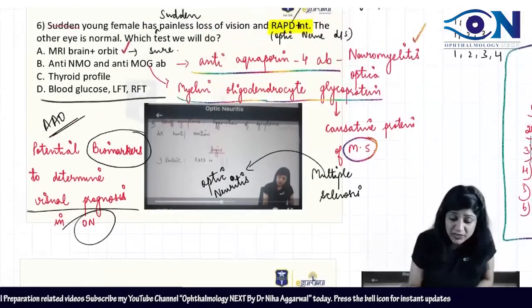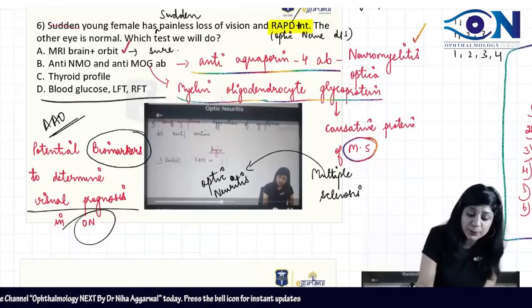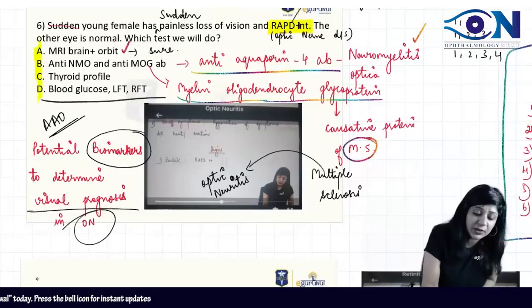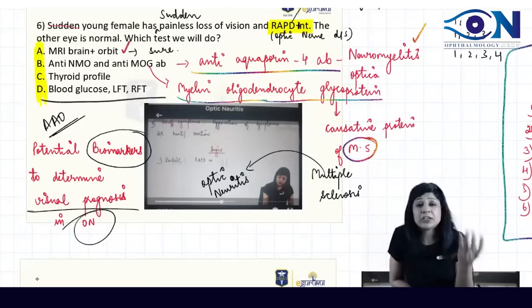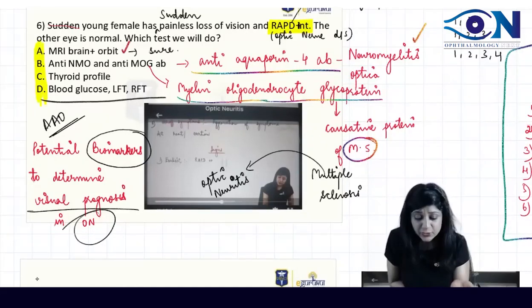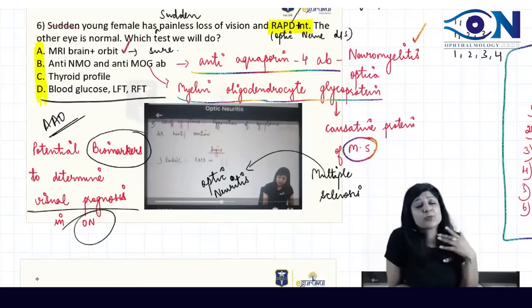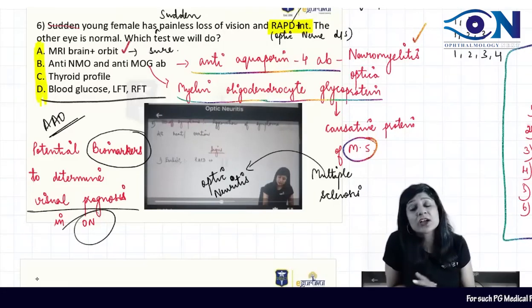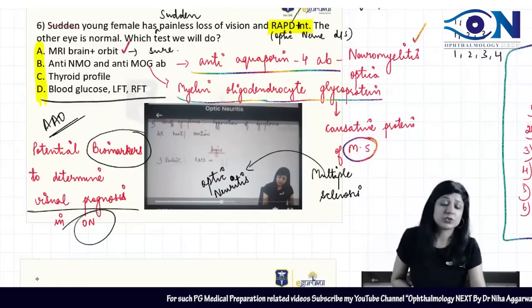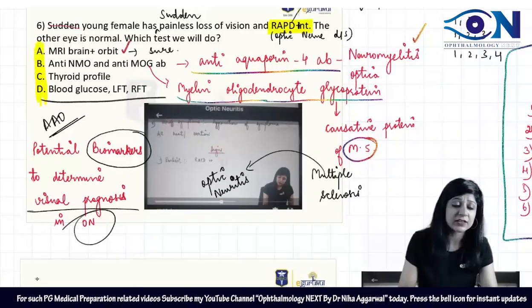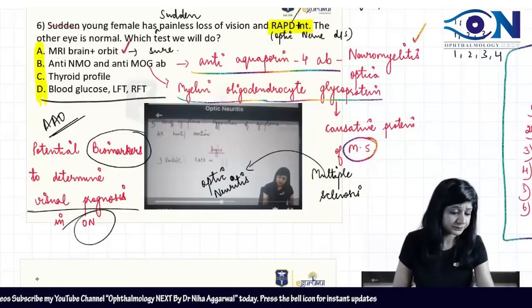So according to that, all 4 options are correct, A, B, C, D. You definitely have to do MRI brain, you have to do the anti-NMO for neuromyelitis optica or the MOG glycoprotein for multiple sclerosis, thyroid profile as they have said for diagnosis of exclusion, and even the blood glucose level. So if 1, 2, 3, 4 were the options, then you have to go with all 4 options.